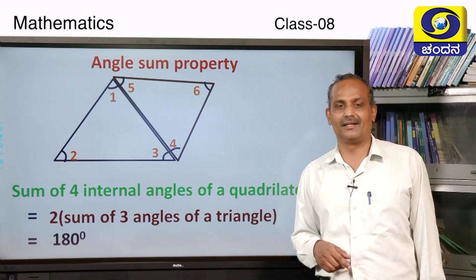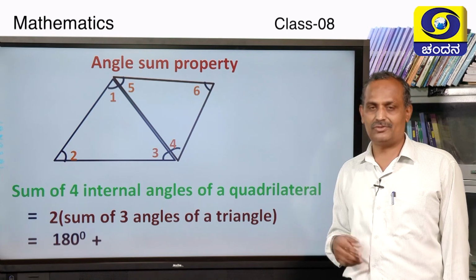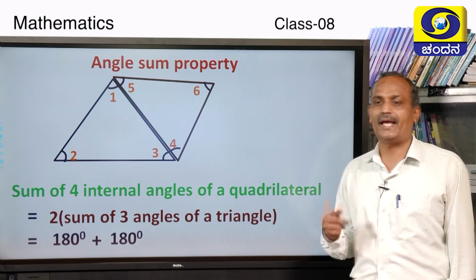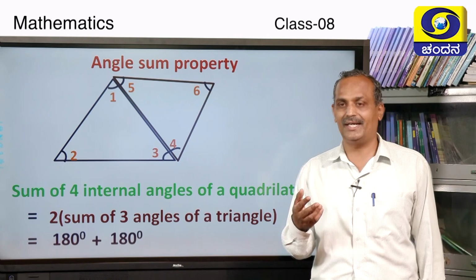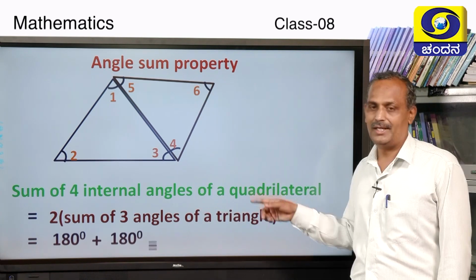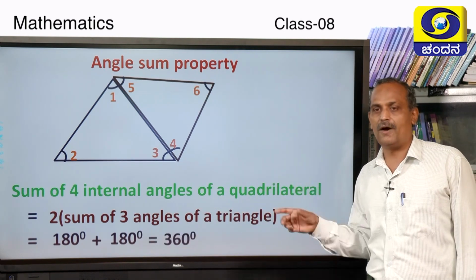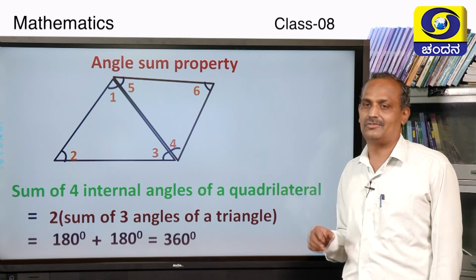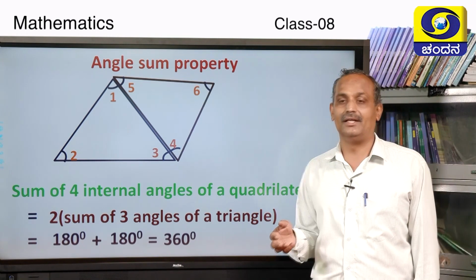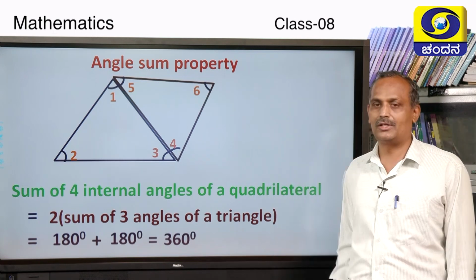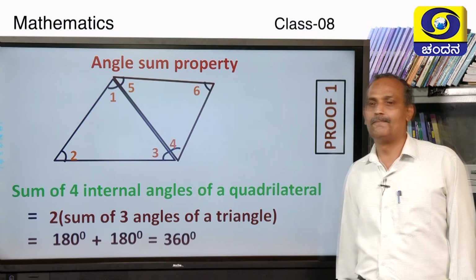2 times, I can write 180 plus 180 or 2 times 180. What is 180 plus 180? Yes, you are telling right, it is 360 degrees. The sum of 4 internal angles of a quadrilateral is 360 degrees. Is it right? Note down the proof. This is proof 1.